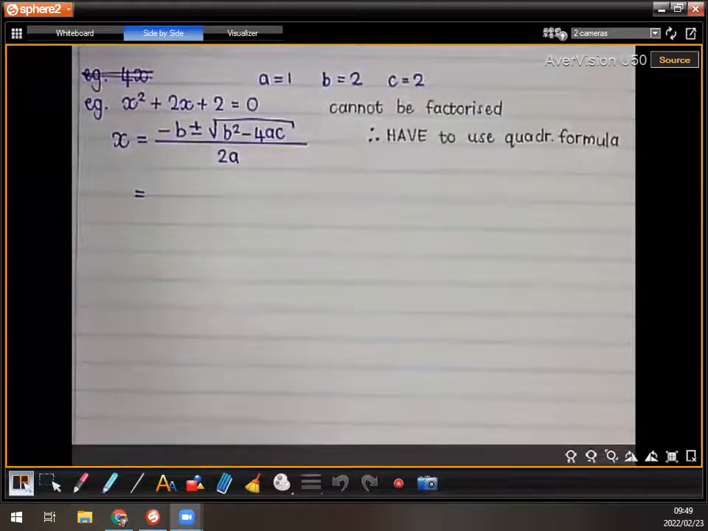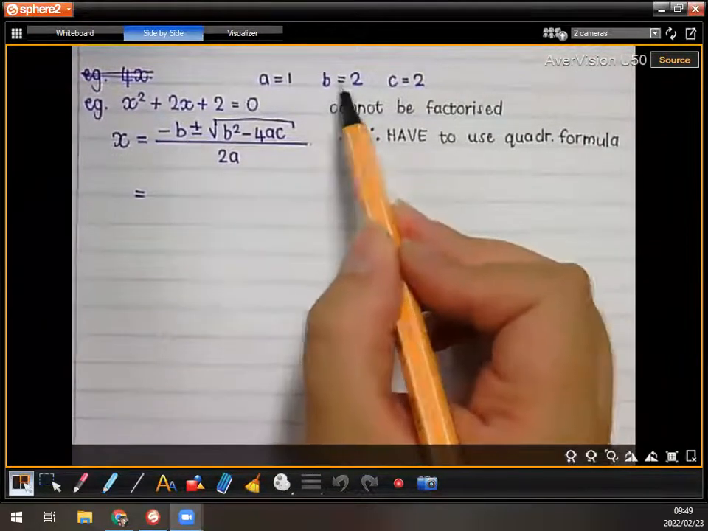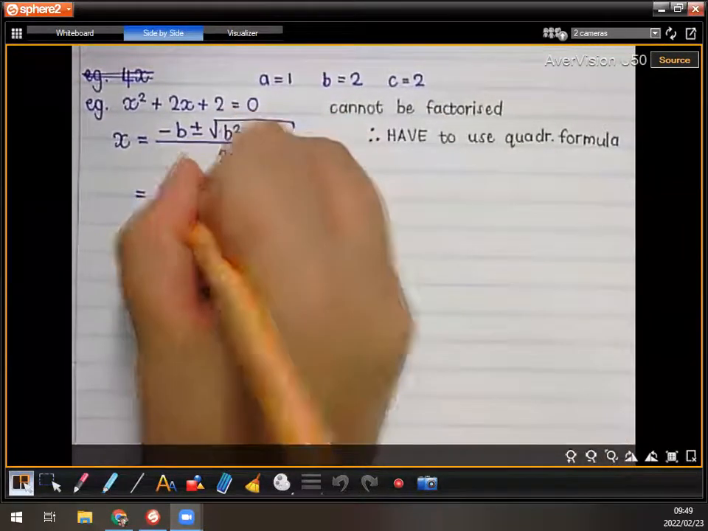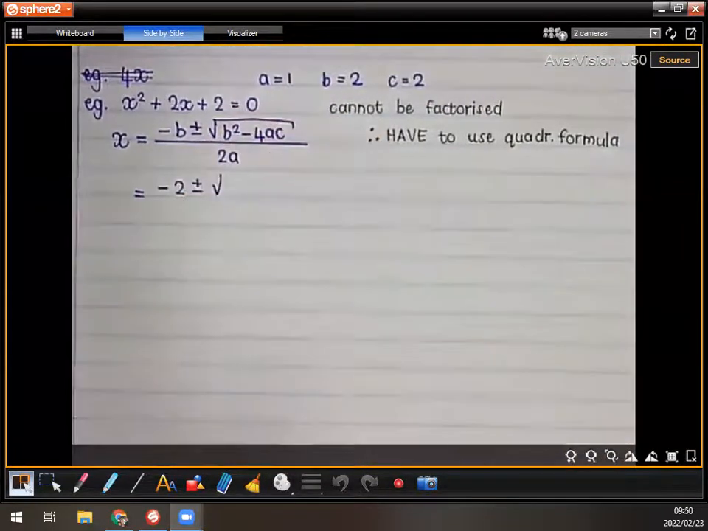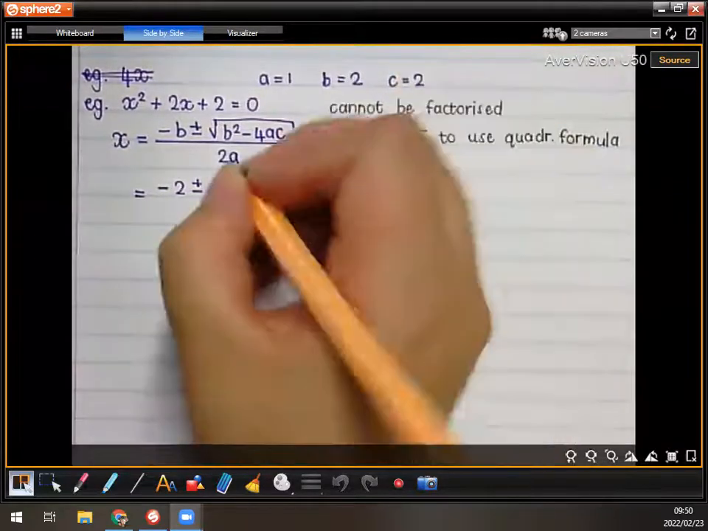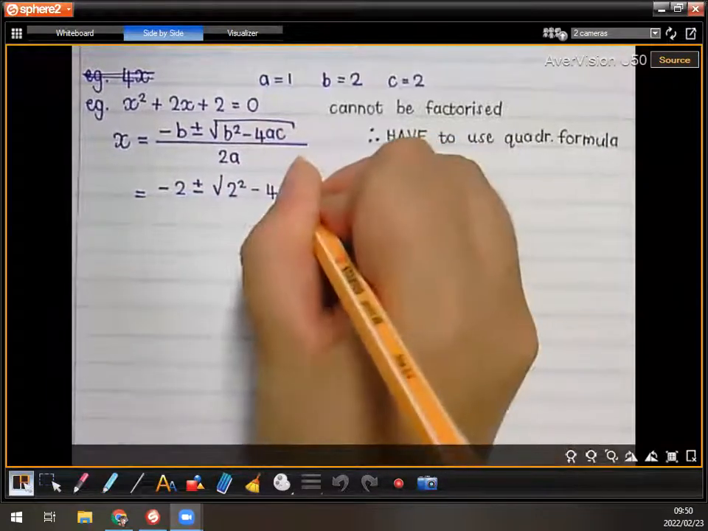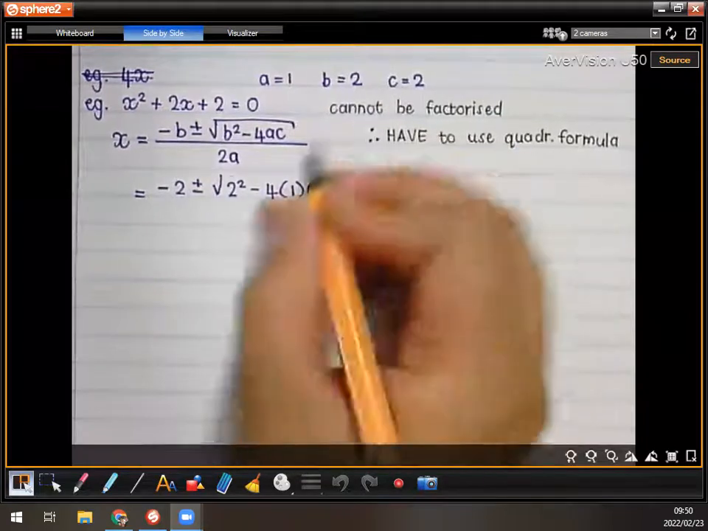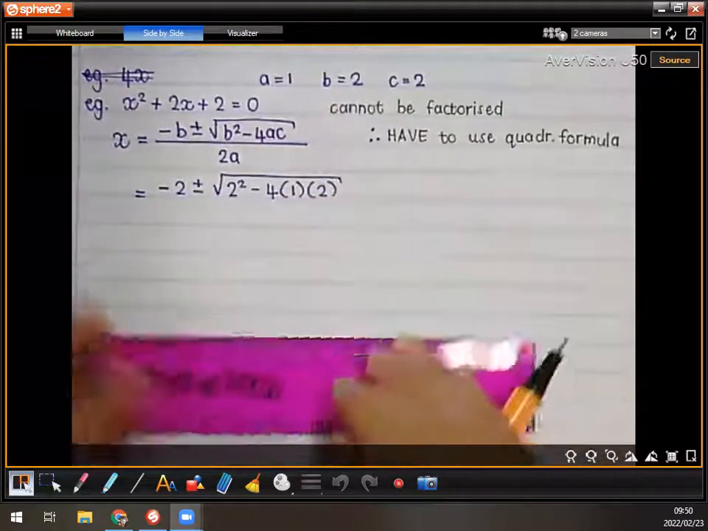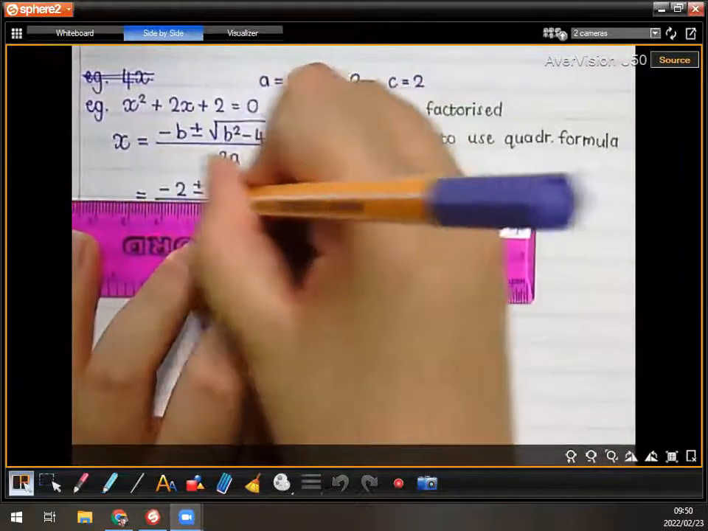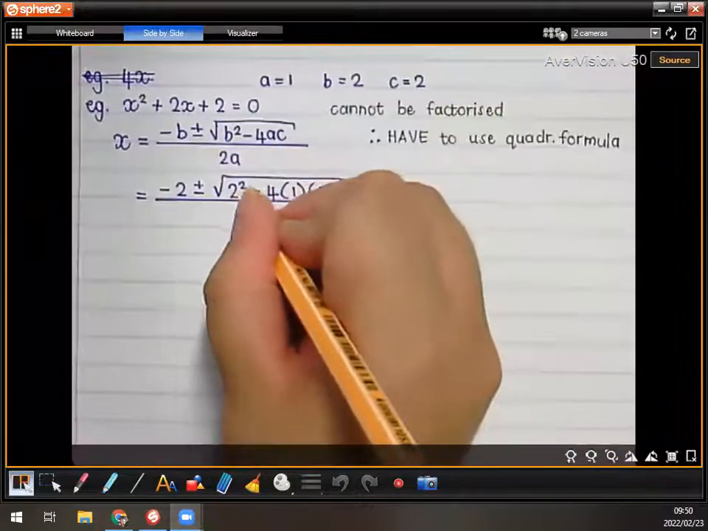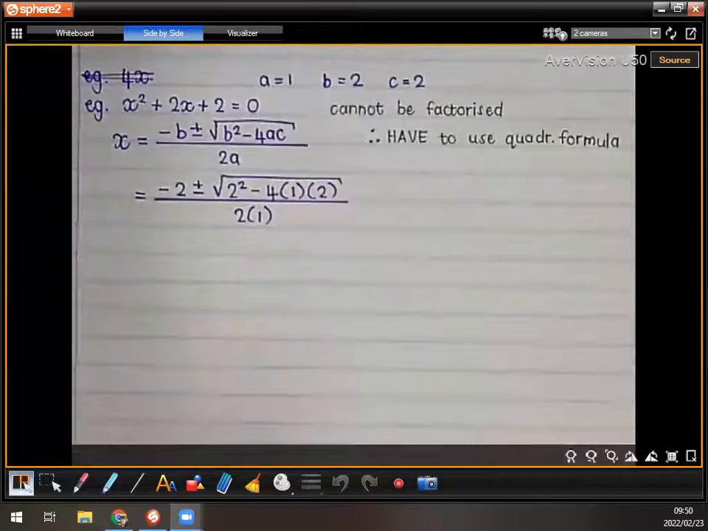So now we need to sub all of that in. It's negative b, so negative 2, plus or minus the square root of b squared, which is 2 squared, minus 4 times a, which is 1, times c, which is 2, over 2 times a, which is 1.